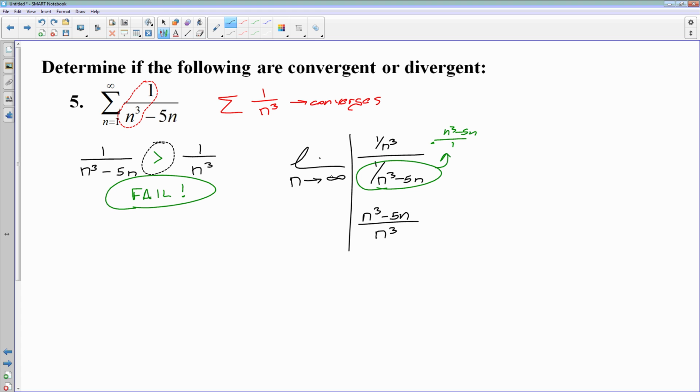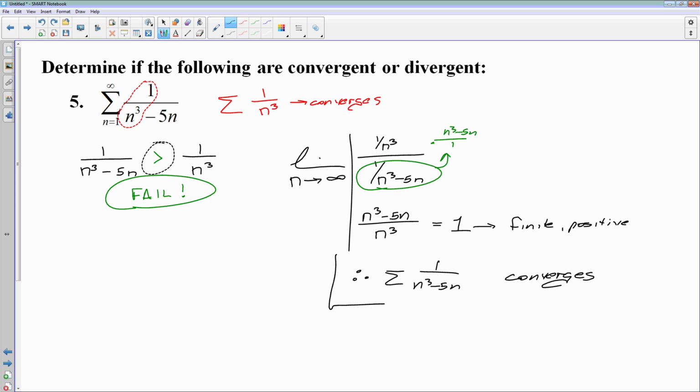And when I evaluate this limit, top degrees are equal, so I'll divide the coefficients and you get 1. Okay, that is a finite number that is greater than 0. So that's a finite positive answer. Therefore, they both have the same behavior. Since I compared to a convergent series, therefore, my series 1 over n cubed minus 5n also converges. They both have the same behavior. Good? So there's that one.